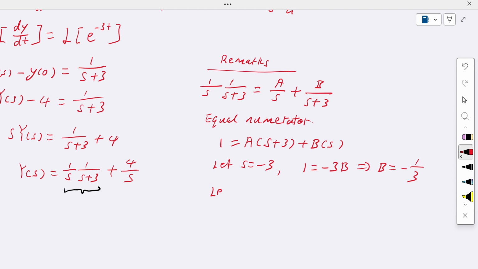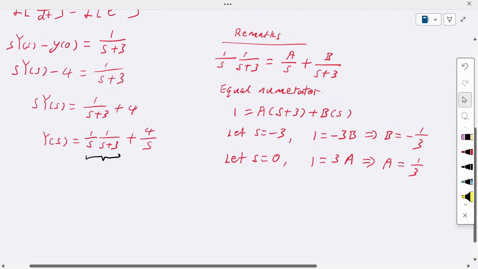Okay, now let's substitute x equal to 0. In this case, we have 1 equal to 3a. Then we get the a value is 1 over 3. So we're going to substitute it back into these equations, and then we're going to take the inverse Laplace transform.